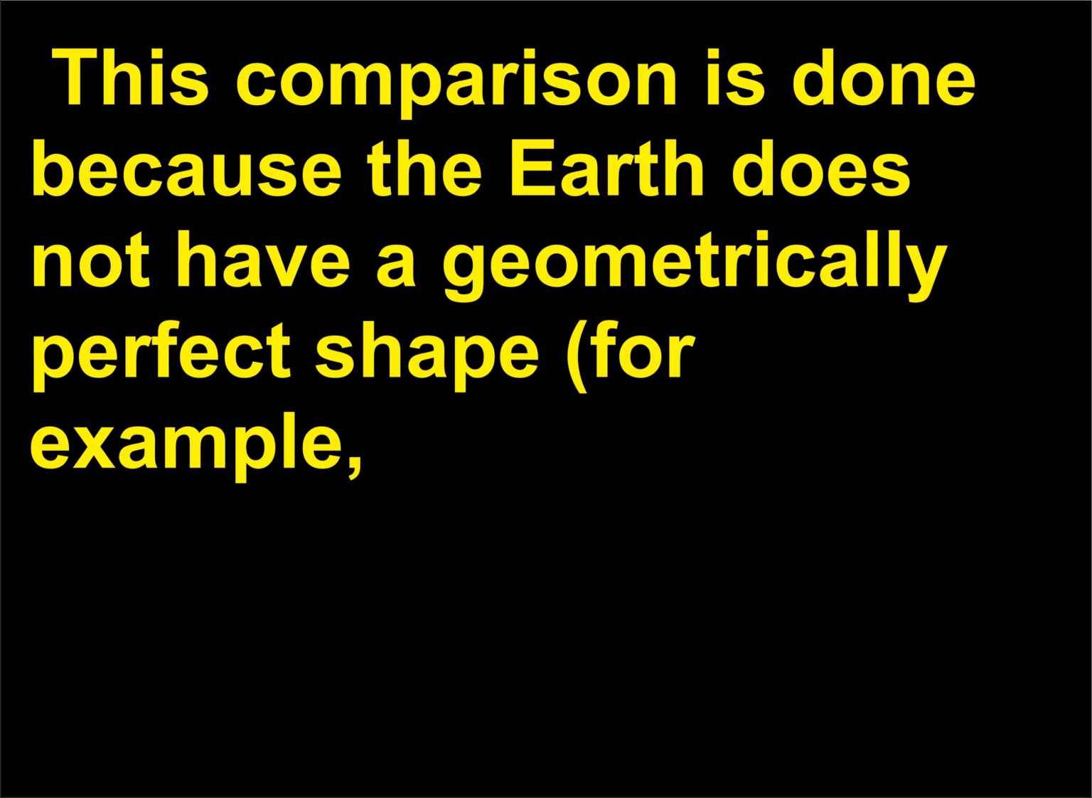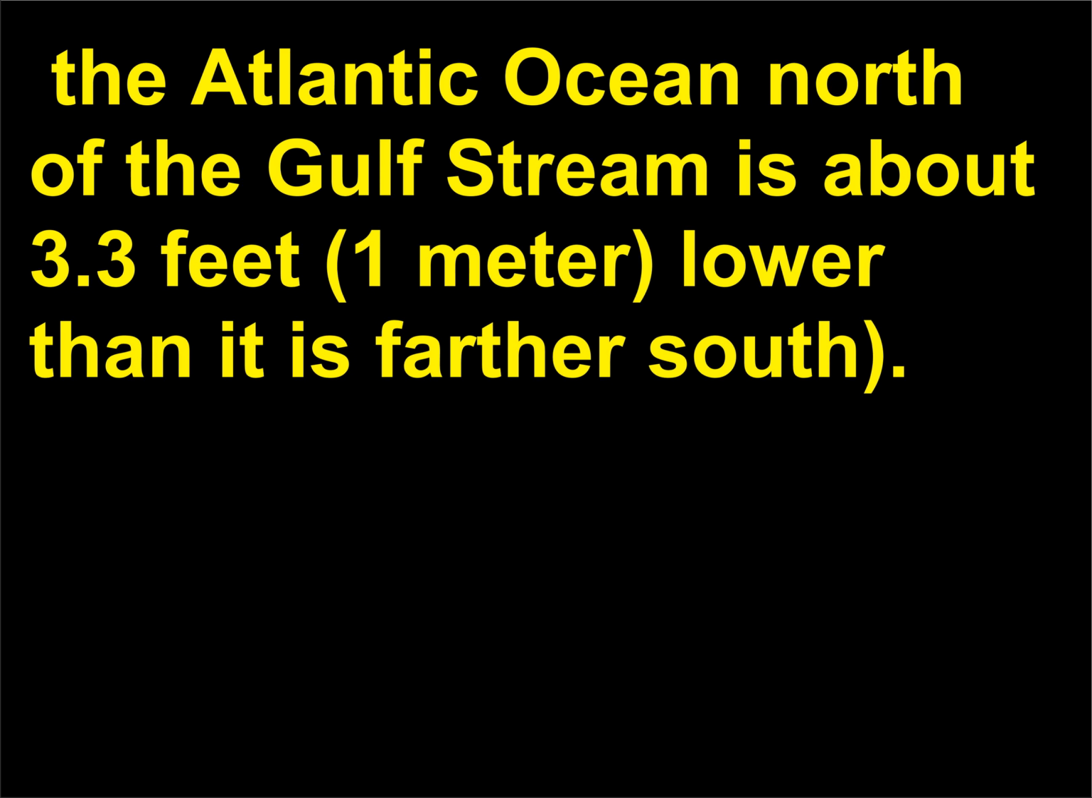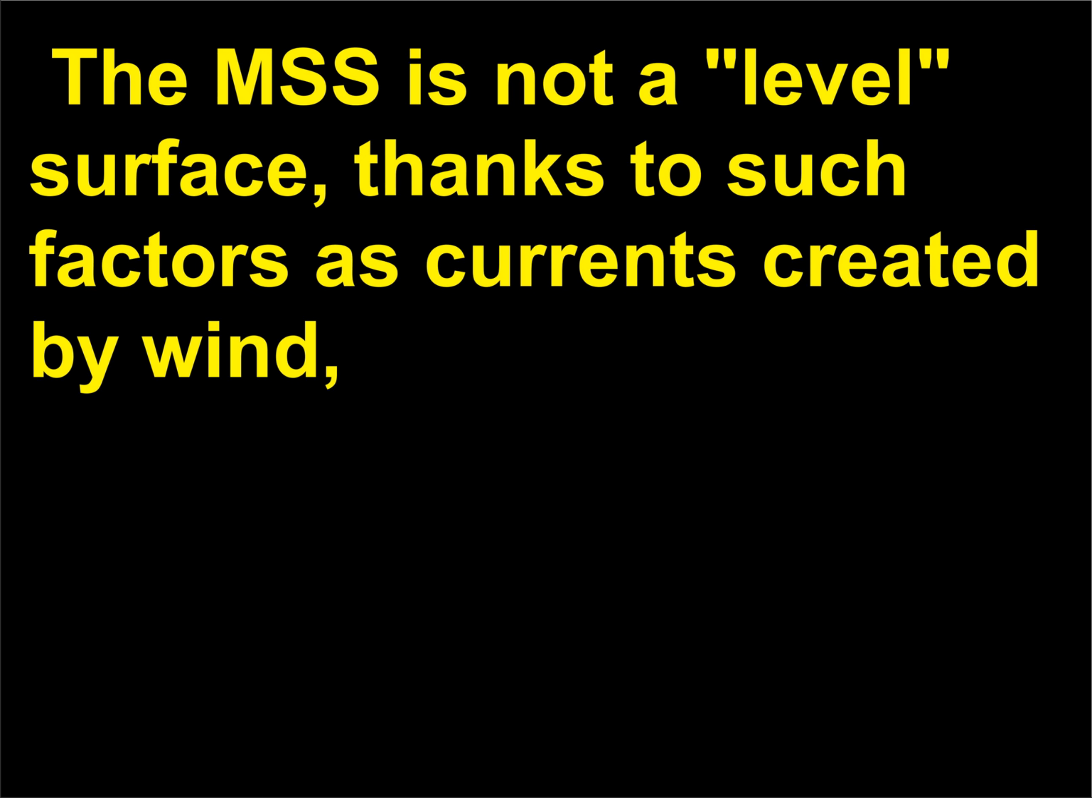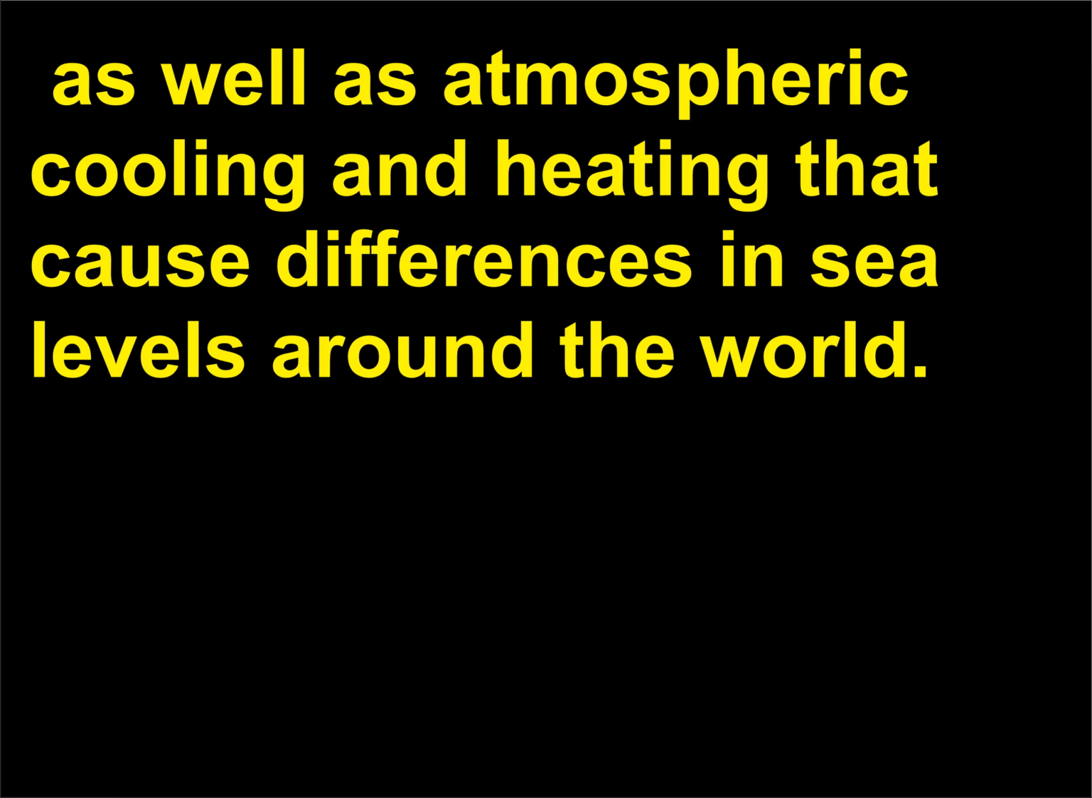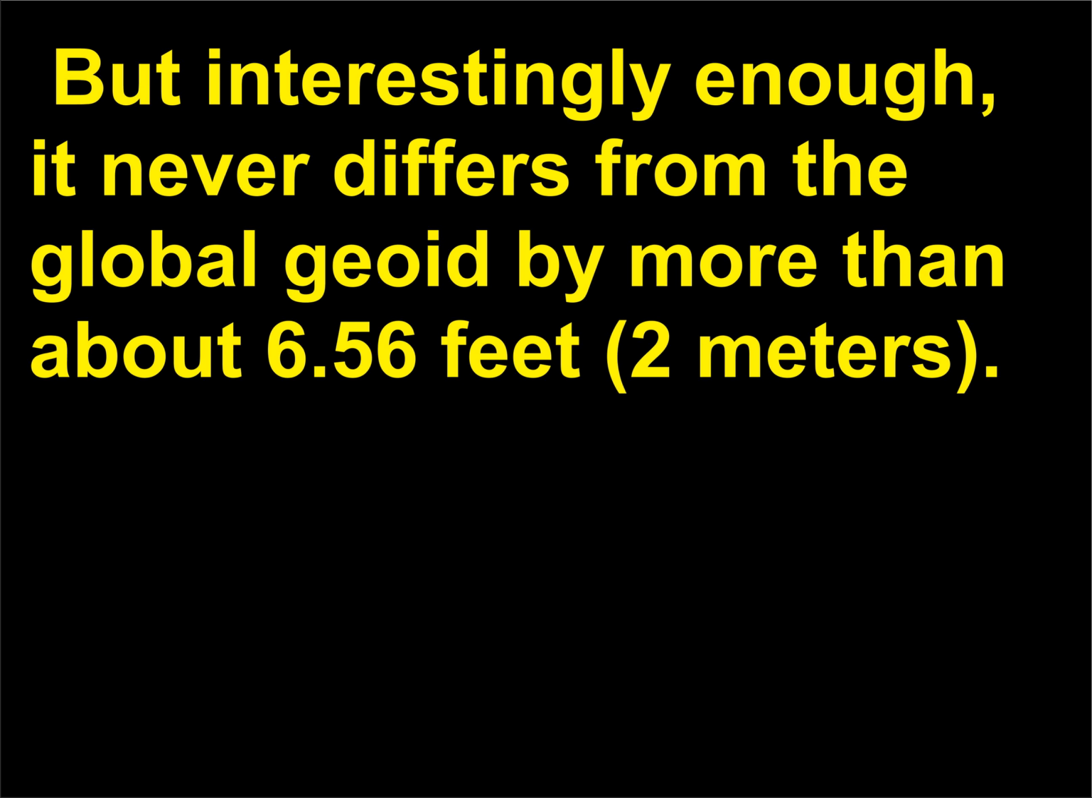For example, the Atlantic Ocean north of the Gulf Stream is about 3.3 feet, 1 meter, lower than it is farther south. The MSS is not a level surface, thanks to such factors as currents created by wind, as well as atmospheric cooling and heating that cause differences in sea levels around the world. But interestingly enough, it never differs from the global geoid by more than about 6.56 feet, 2 meters.